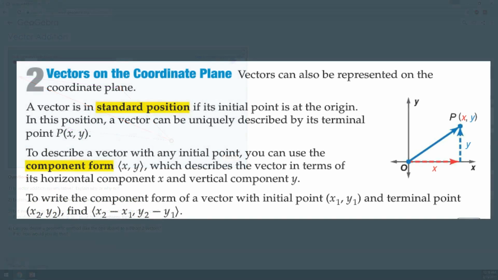Vectors on the coordinate plane. Vectors can also be represented on the coordinate plane, of course. A vector is in standard position if its initial point is at the origin. Remember, the origin is 0, 0, and always will be. When a vector is in standard position and its tail is at the origin, which is right here, the component form can be written by using the x and y coordinate of the terminal point. For this vector, we can write, notice we have our brackets here, x, y.